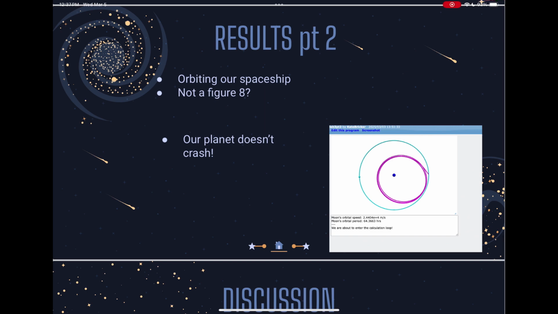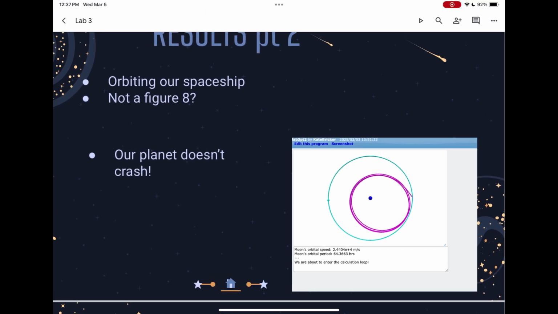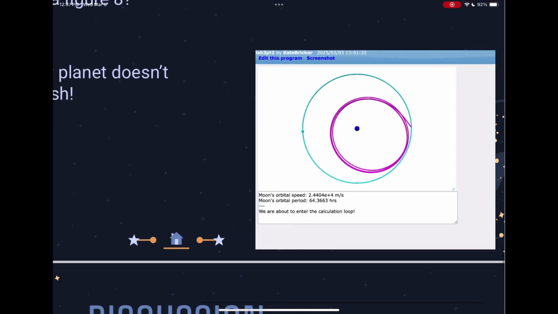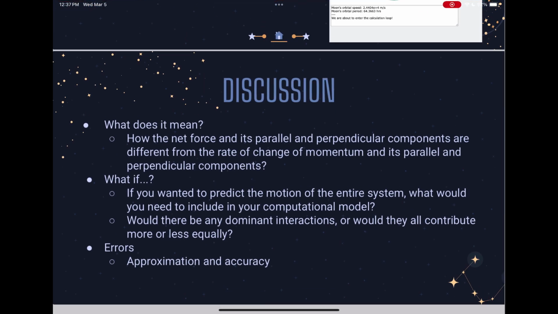As you can see here, we didn't end up finding the figure 8 perfectly, but our planet didn't crash, and this motion was more of a circle than a figure 8. The speed of our moon was about 2.4 times 10 to the 4th meters per second, and the period was about 64 hours. To discuss this, I'm going to skip to the end actually.